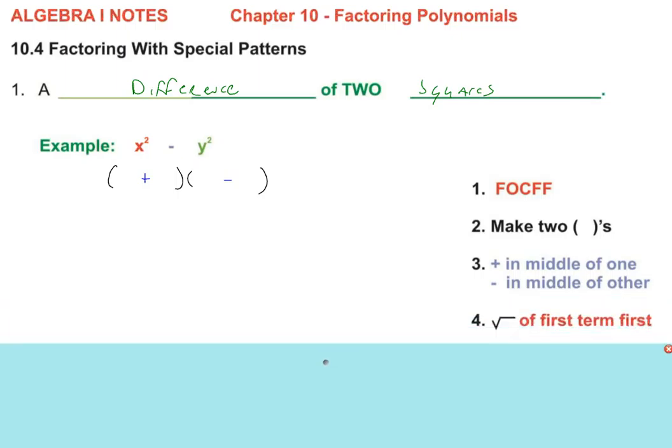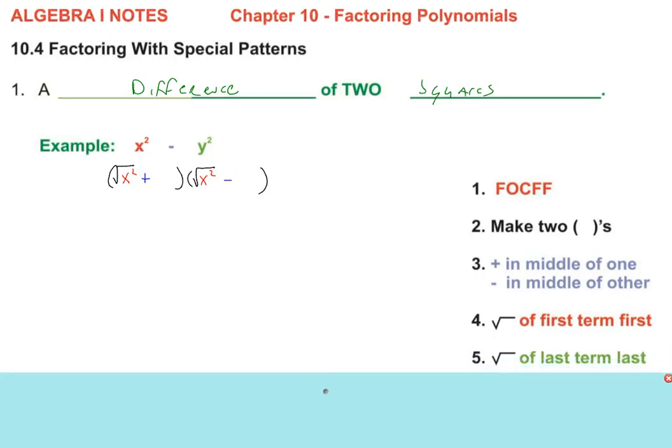Next step, the square root of the first term goes first. Now we're going to write it this way this time, and I'll show you a shortcut later. I'm going to use my black for my square root symbol in front of both terms, and then I'm going to take my red for the x squared. So we have the square root of x squared in the front of both. The square root of the first term goes in the front of each parentheses. And then we take our black and do a square root symbol again. I want this first one to be written this way so you get the point. Square root of the last term. So take your green. The last term is a y squared, right?